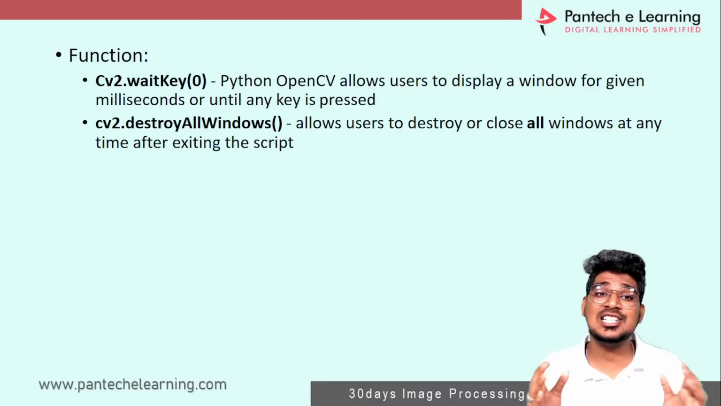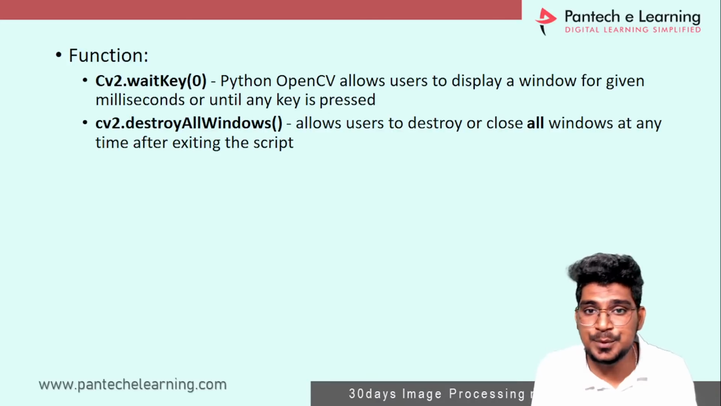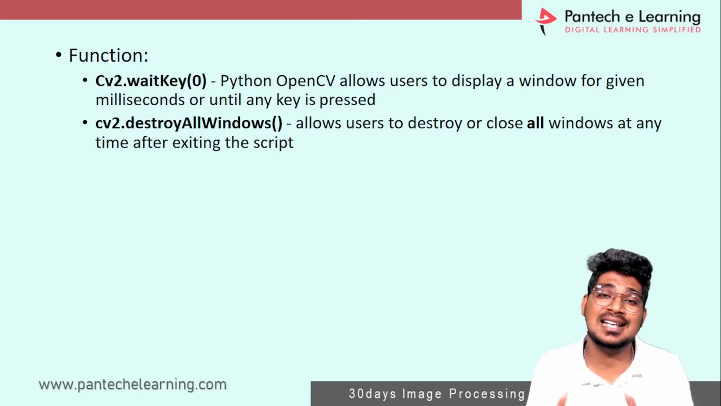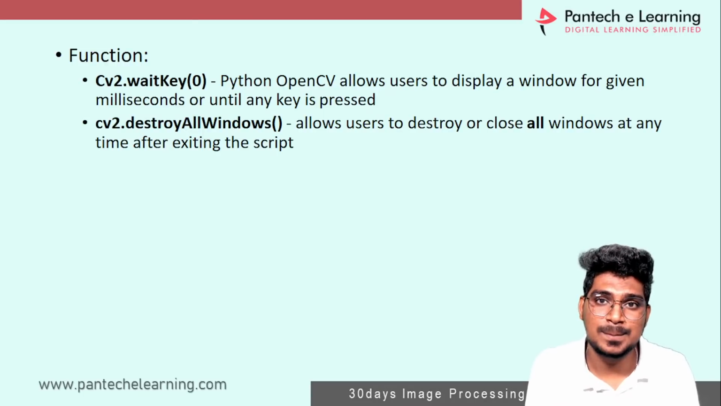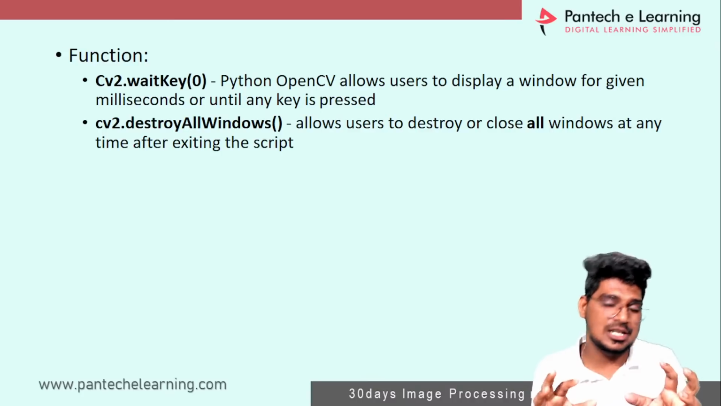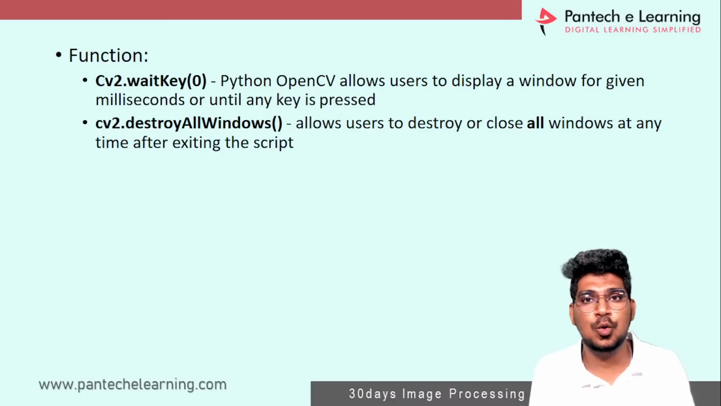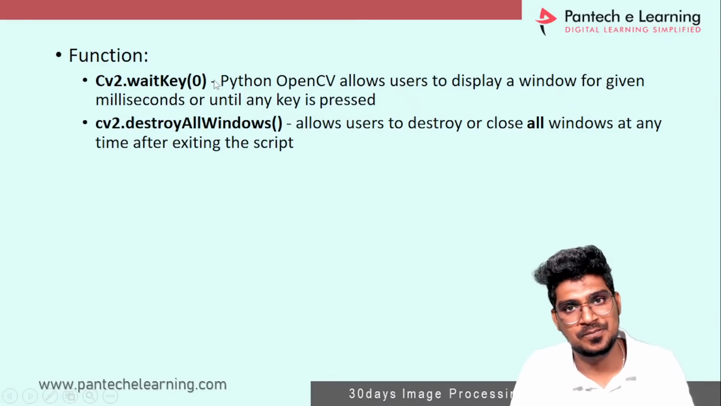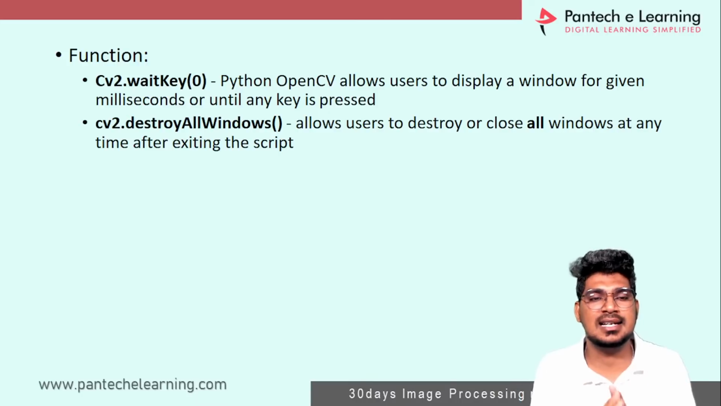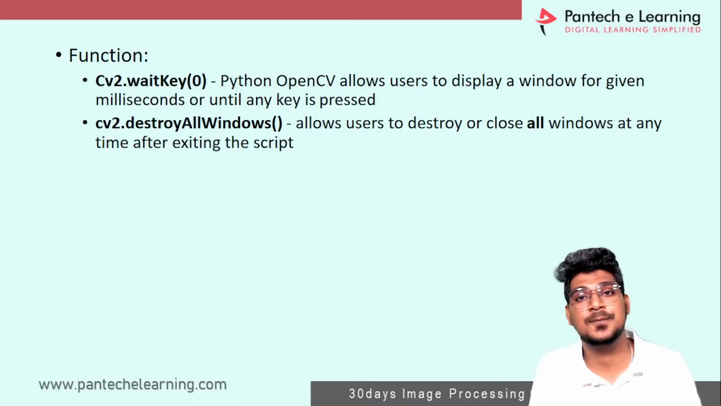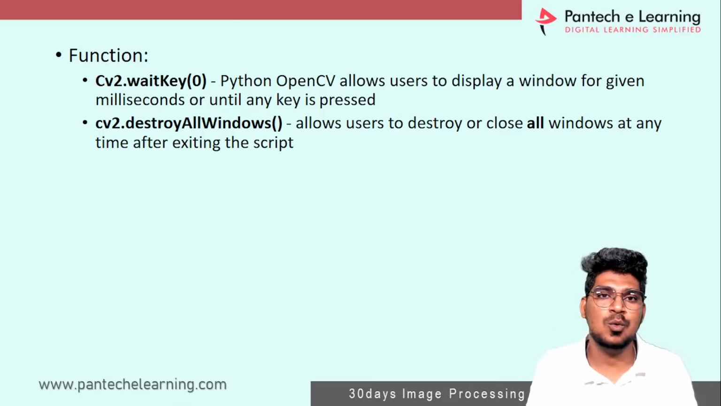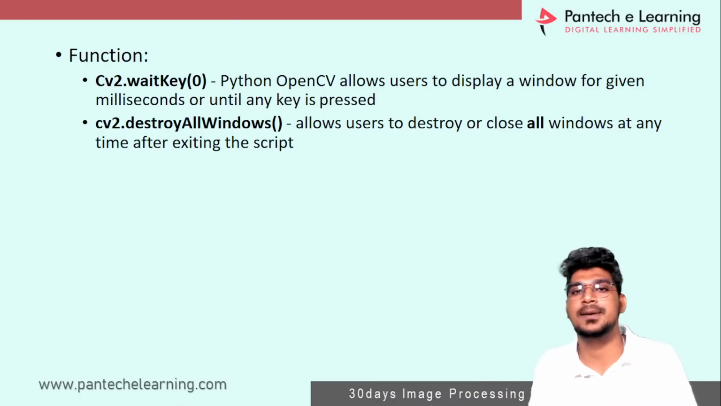And what about destroyAllWindows? It allows us to destroy all the windows for accessing the scripting. This is not necessary to mention while you are writing the code, but the waitKey function is necessary to hold the windows. Clear? So these are basic things, and one more function will be there. What does that mean? imshow. I will explain once we enter the coding.